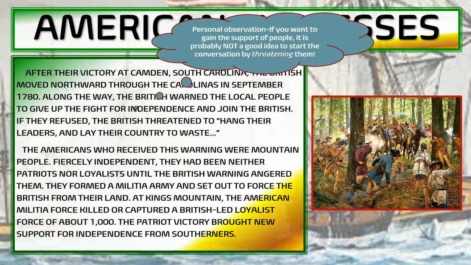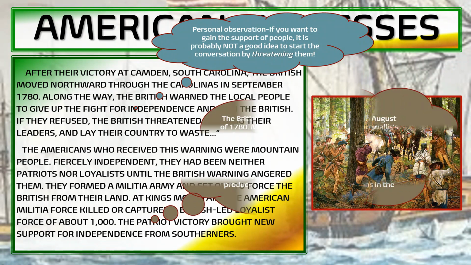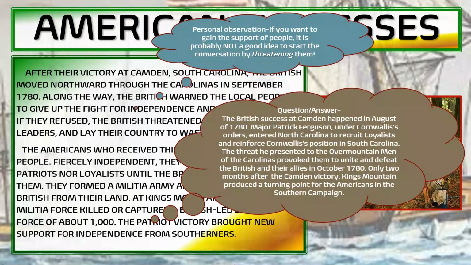Think a nice letter about, oh, we're coming through, but we're not interested in hurting you. You can keep your independence. We're not bothering you. Probably would have gone over better. But instead, they send this threatening statement out to their leaders, and they were like, "Oh yeah, you want to threaten somebody? Check this out, dude." So, question answer: the British success at Camden happened in August of 1780.